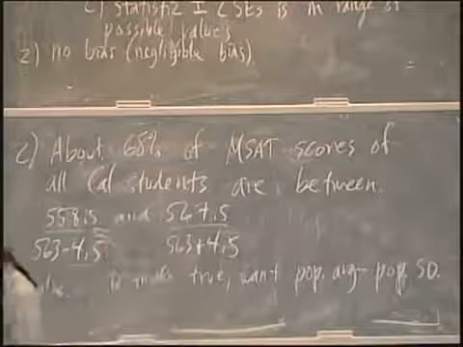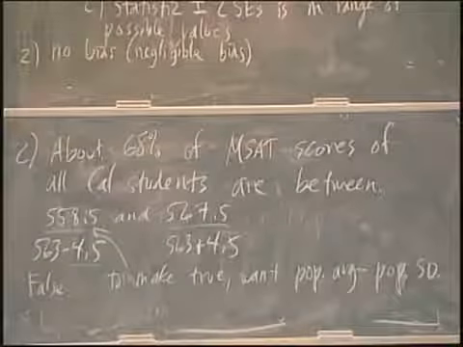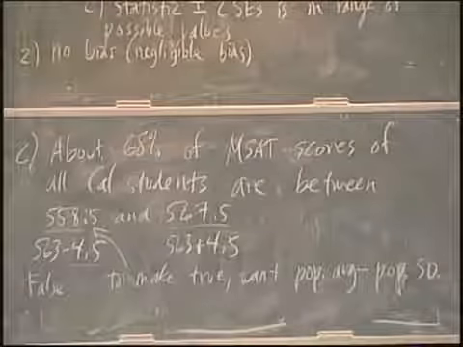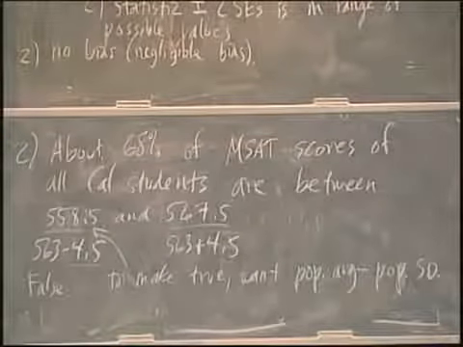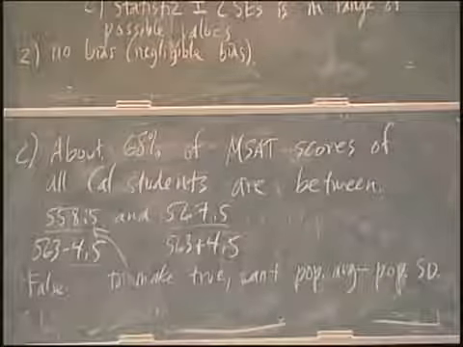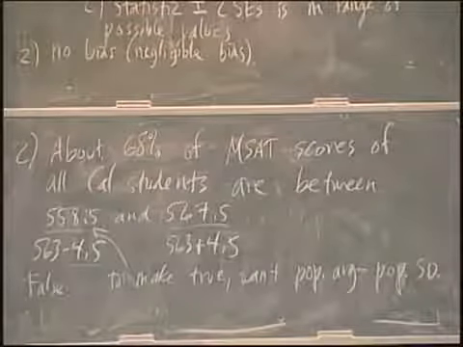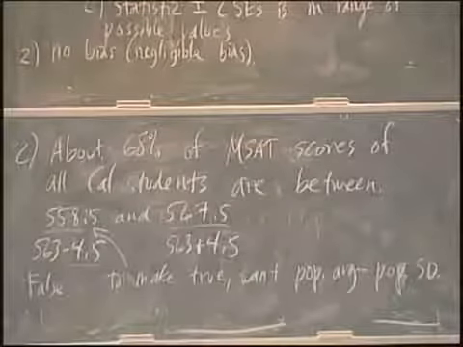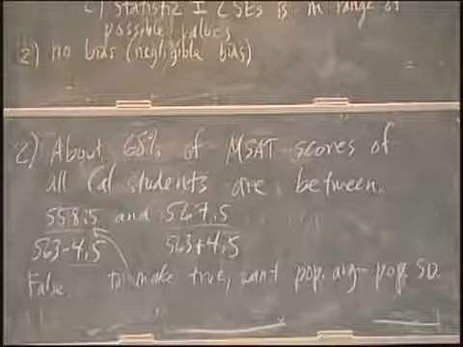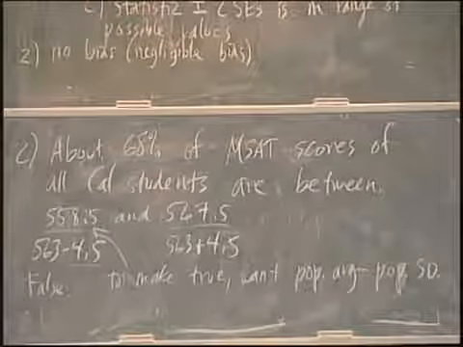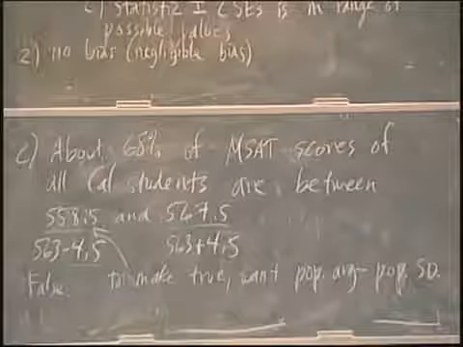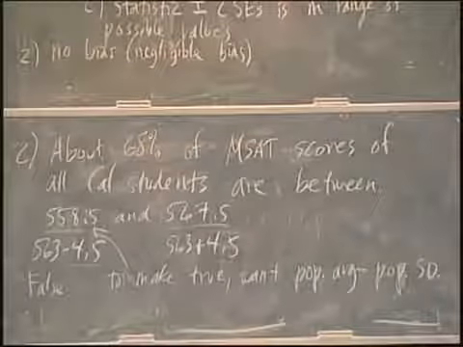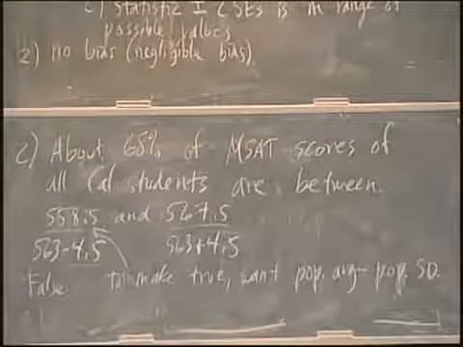Yeah? Okay, so without information about the population, is it possible to say something like we are 95% confident that about 68% of MSAT scores of all Cal students are between blank and blank, using the information given up there? Right, so he's suggesting we could say something like we're 95% confident that about 68% of the MSAT scores of all Cal students are between this and this. That's not quite right. Find numbers based on the information up there.